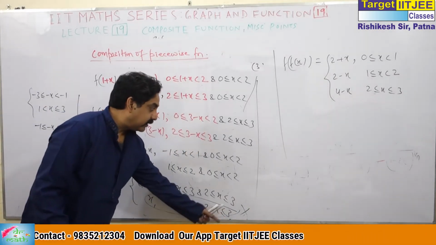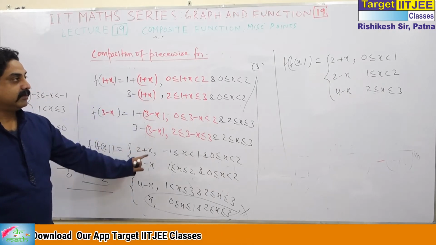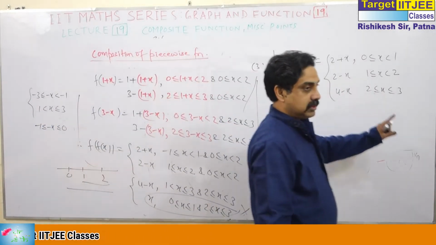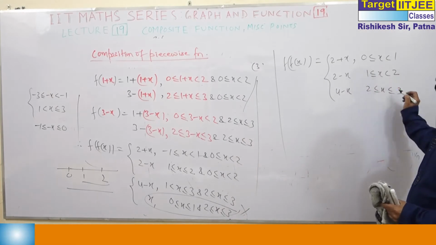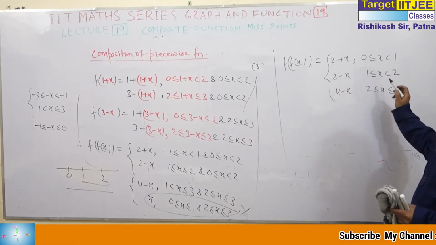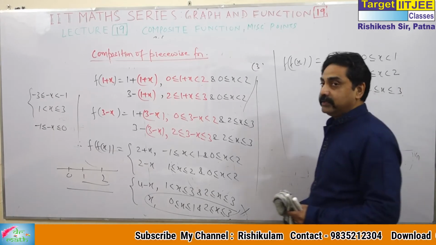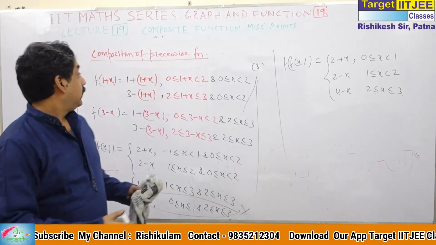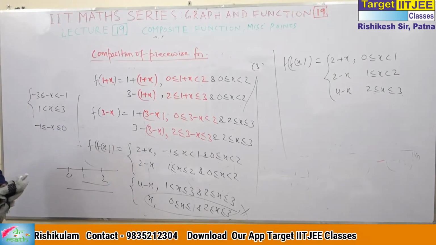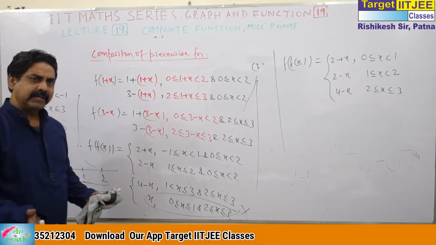Between 0 and 2 there is no common point, so we get nothing from here. And this is our final composition. This is defined in 0 to 3. Composition is also defined. You can see f(x) is defined in 0 to 3. Composition is also defined in 0 to 3. So this is the importance of composition of piecewise function. That is all about piecewise function.